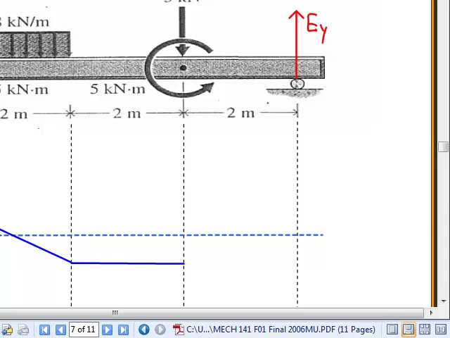What happens at D? Right, drops down by 5. Which means it's now -13. What happens between D and E? Horizontal line. And then at E, it's plus 13 for the reaction force EY.